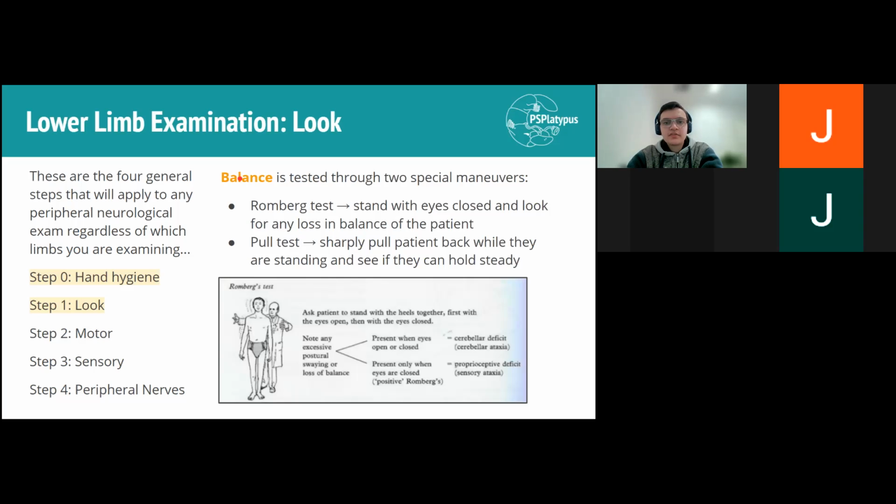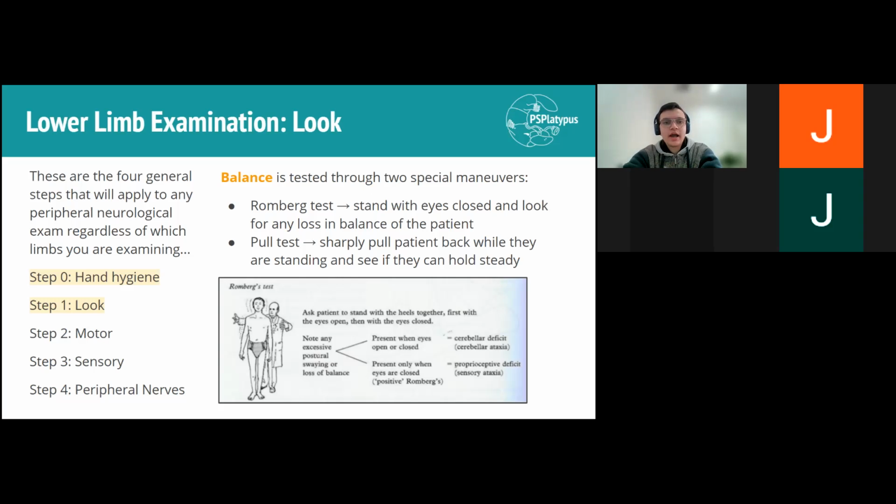Now, balance is very straightforward. You've got Romberg and you've got the pull test. You want to be really careful with these though, because you don't want your patient to fall over. So, as this doctor is doing here, make sure you are being cautious, so that you can prepare just in case your patient falls over. The Romberg test is where you get them to close their eyes and just stand there. Are they able to keep their balance? If not, then they may have some sort of central nervous problem or extrapyramidal problem that's causing them to not understand, first of all, where they're positioned and whether they're losing balance or not.